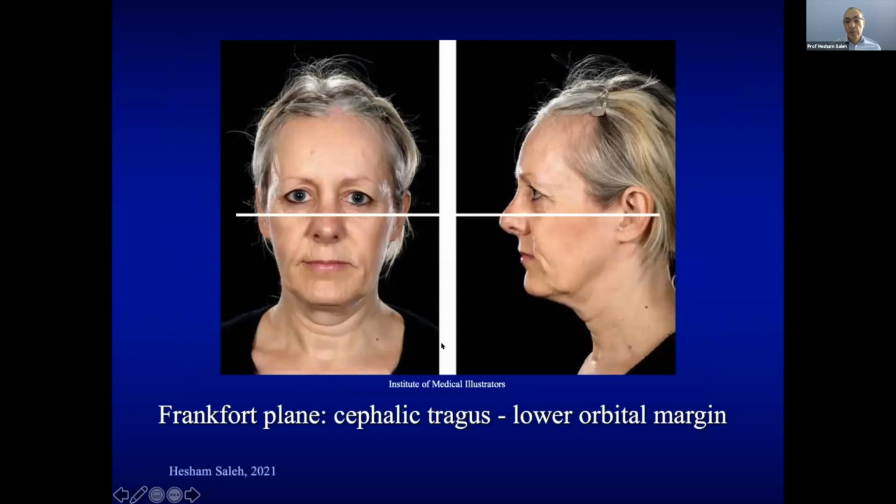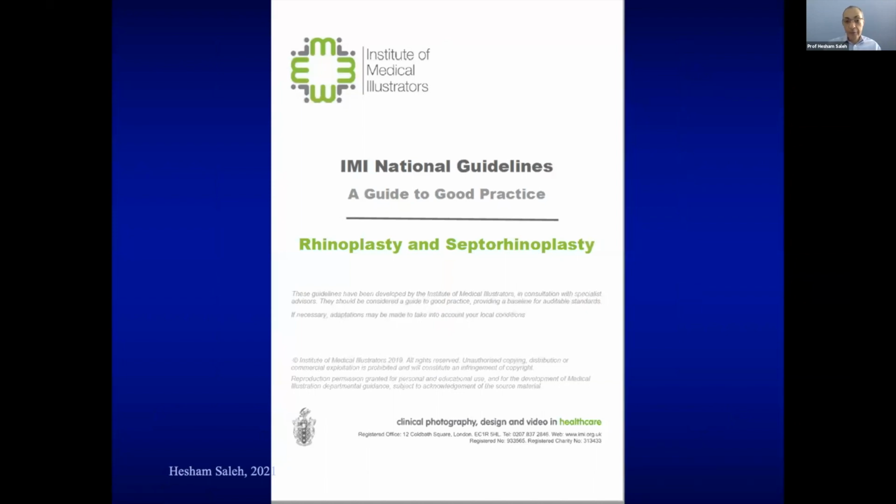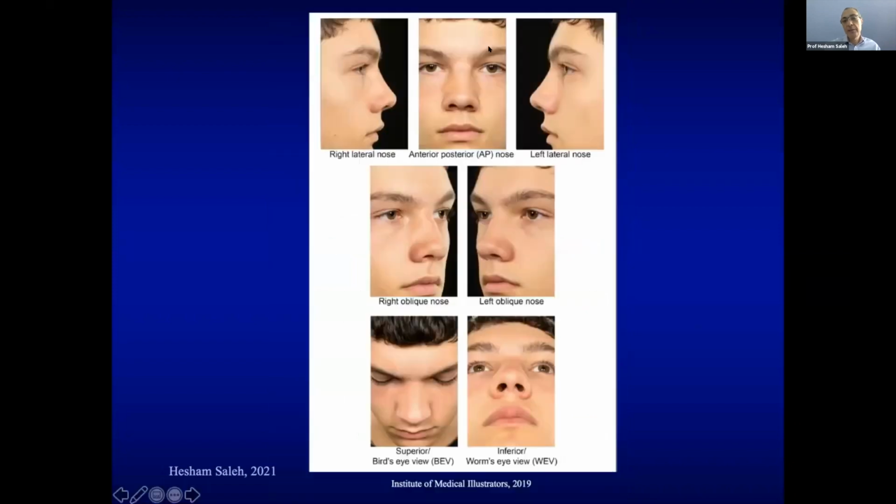These photographs go through that Frankfurt line, which goes from the tragus here to the lower orbital margin. That's how the head is fixed. And there's lots of guidelines, but this is online. You can find these if you're interested in taking photographs, to learn about them, you can download them. And these are the standard views, the frontal, the laterals, and the quarter views with the superior view and inferior view. These are the standards you get in any clinic.